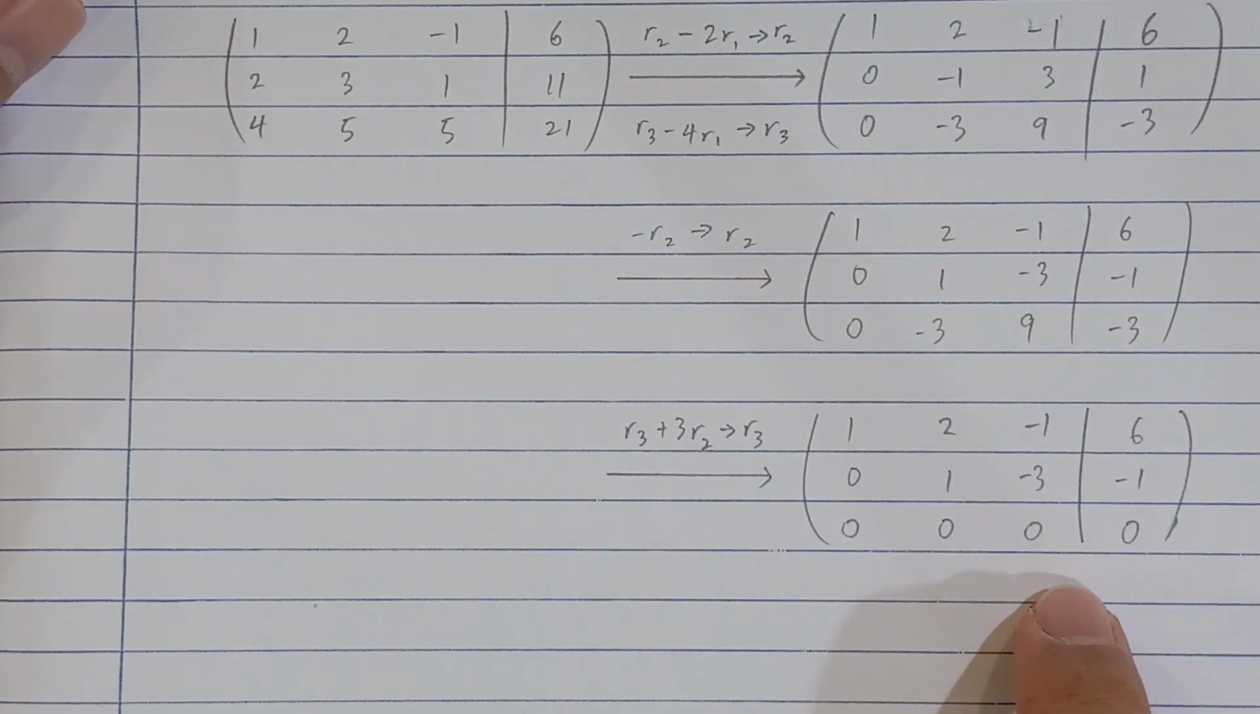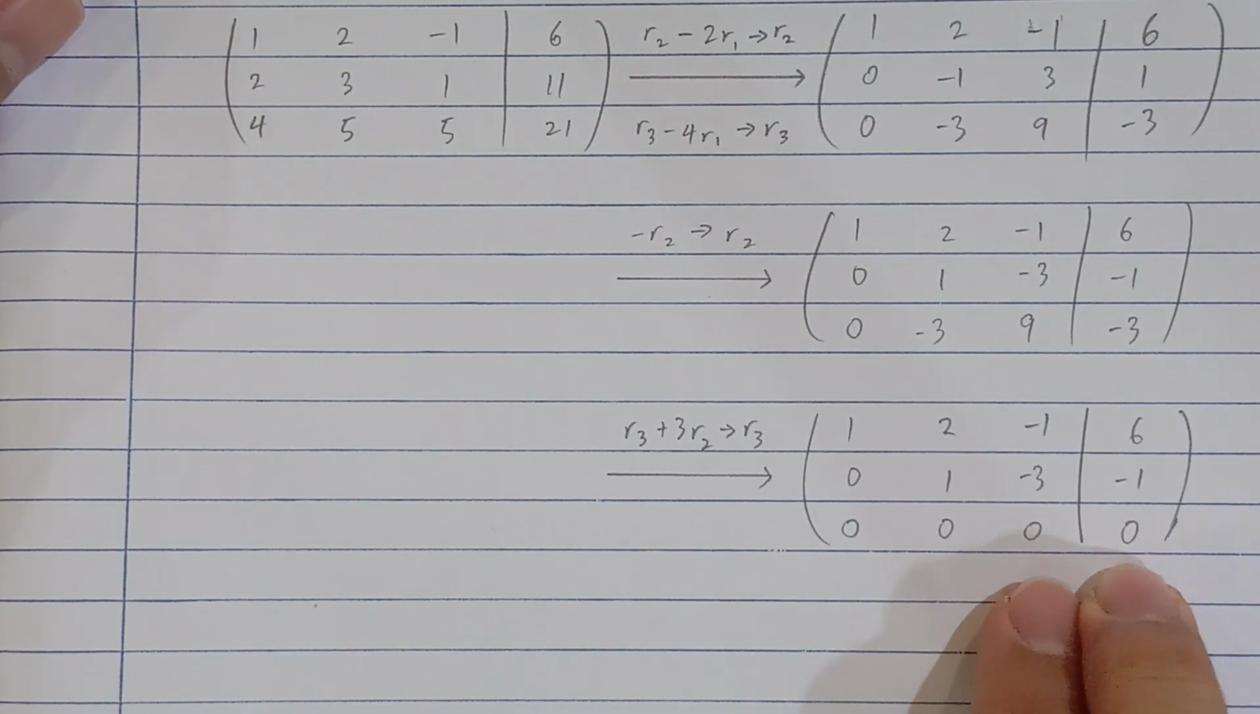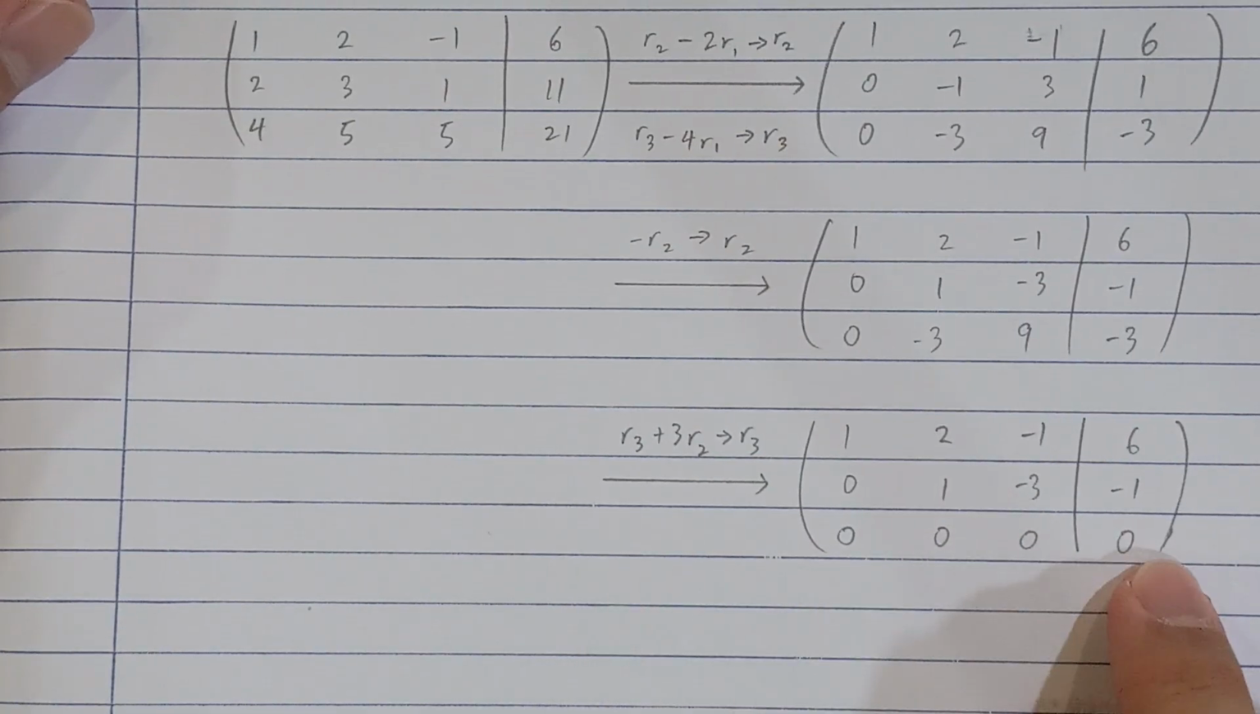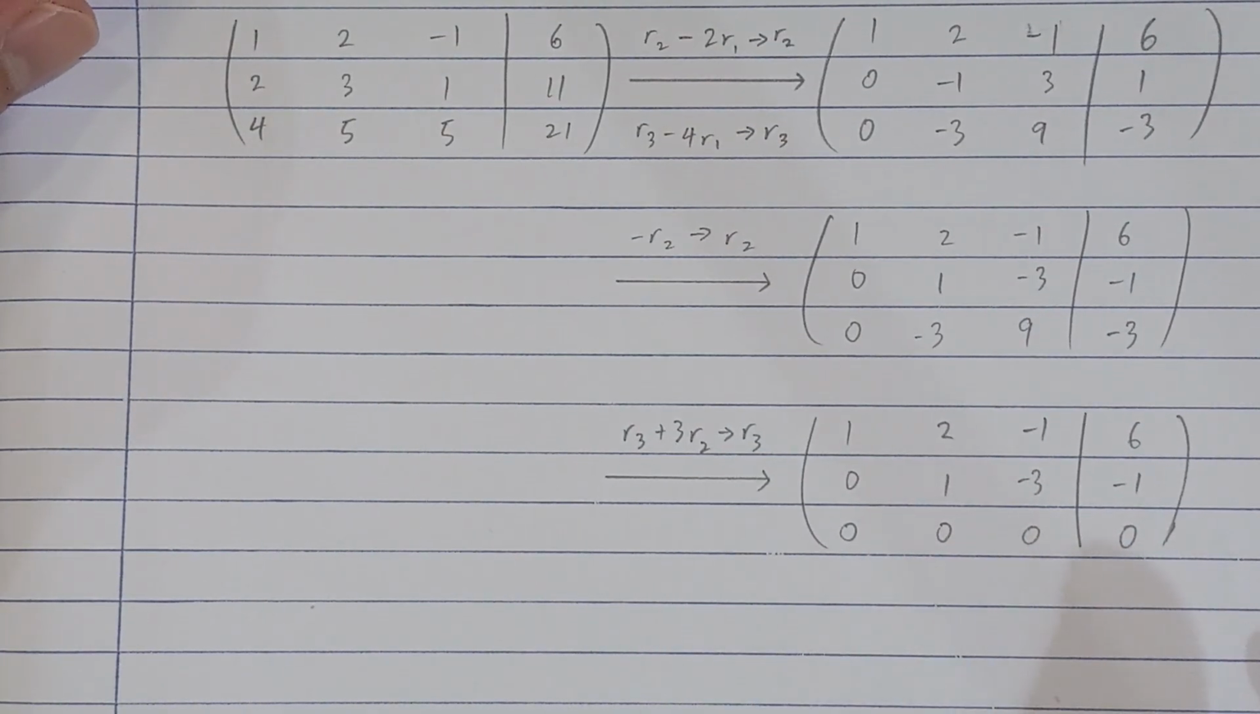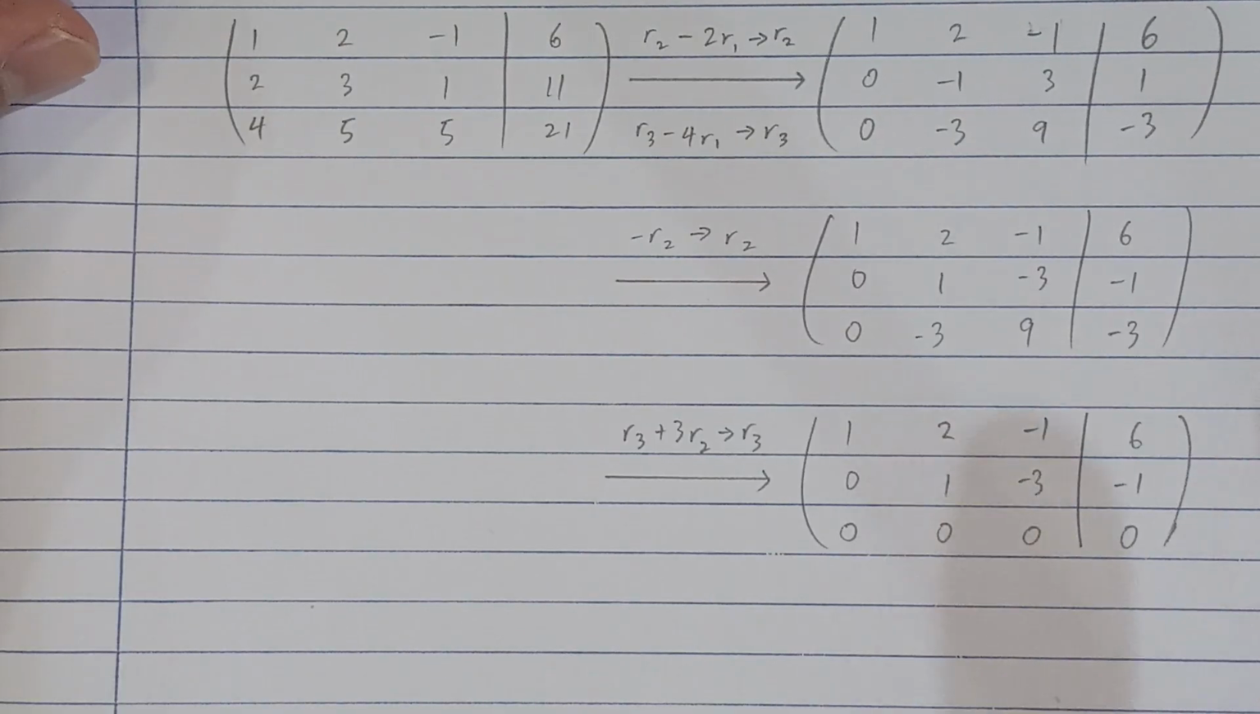With the last step, these two values also become 0. So this whole bottom is just 0 equals 0. So that means that there is an infinite number of solutions.